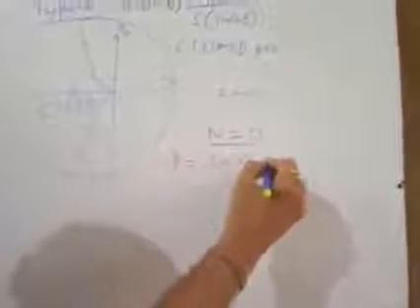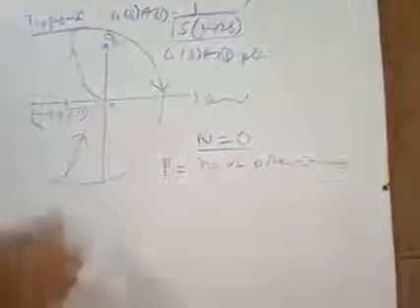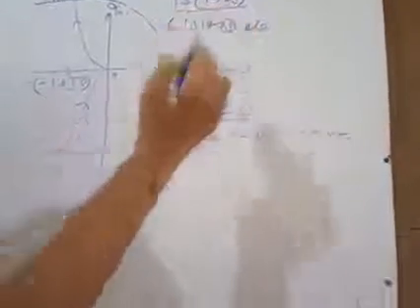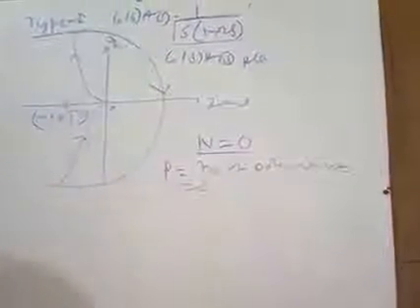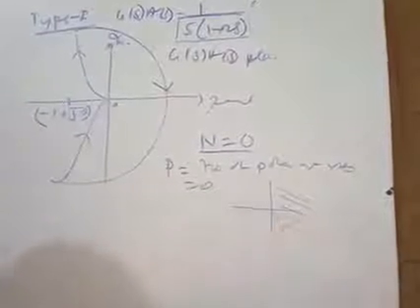What is P? P is the number of poles at the right-hand side. From the given transfer function, you see one pole is at s equal to 0, one pole is at s equal to minus half. So there is no pole at the right side of the s-plane. Right side of the s-plane means in this direction. So there is no pole here.